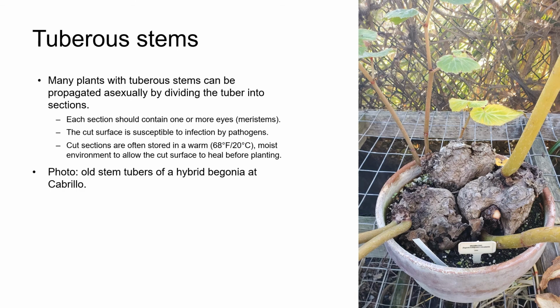protect it from pathogens. The photo here shows a really old hybrid begonia at Cabrillo, which has 3 very, very large stem tubers. Because this begonia is a hybrid between 2 different species, Begonia boliviensis and Begonia cinnabarina, it can't be reproduced by seed. It has to be propagated vegetatively, so that means dividing the stem tubers.